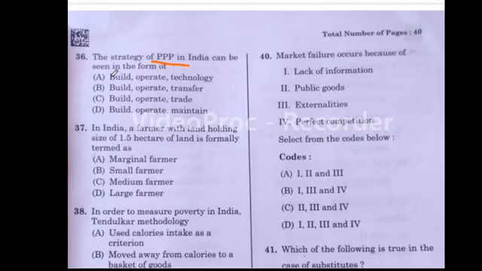Option B, BOT, build, operate and transfer. Option C, build, operate and trade. Option D, build, operate and maintain. The right answer is, the full form of BOT will be build, operate and transfer.